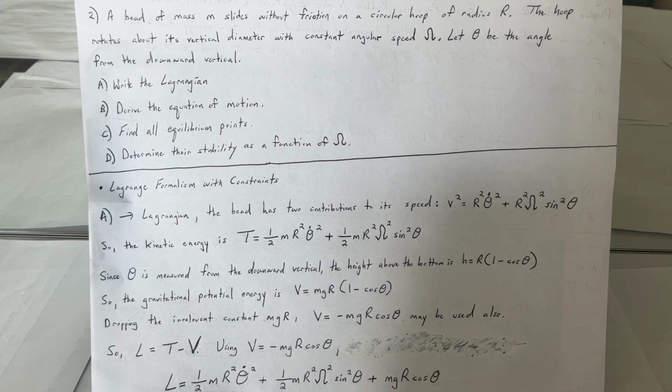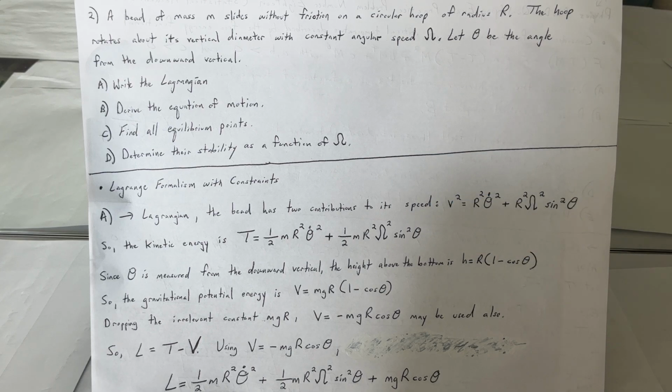Okay, part A, write the Lagrangian. Part B, derive the equation of motion. Part C, find all the equilibrium points. And part D, determine their stability as a function of capital omega. Okay, so this is a Lagrange formalism with constraints problem.